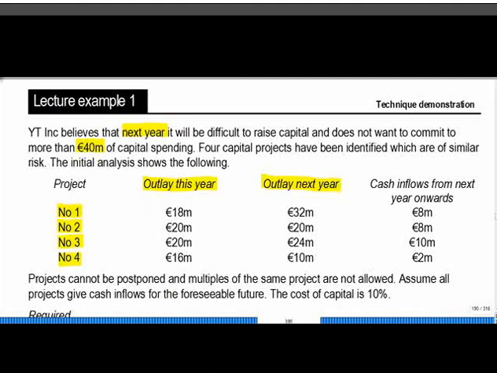So focusing on the net cash flows next year, with project number 1, we will have a net of 32 million spent and 8 million coming in. With project number 2, 20 million spent, 8 million coming in. And projects numbers 3 and 4, net cash flows of 14 and 8. And if we add those up, it exceeds 40 million. So we have a capital rationing problem.